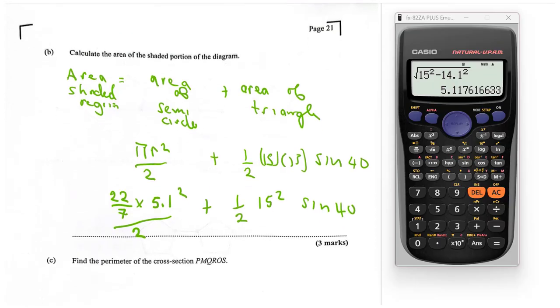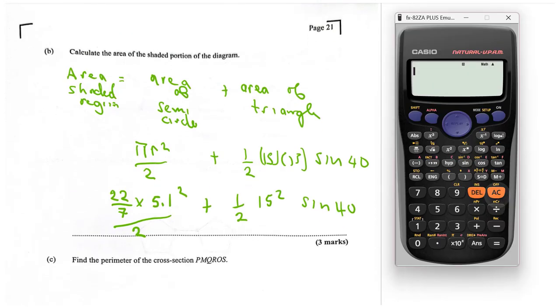Now let's enter this in our calculators. So we have 22 over 7 times 5.1 all squared. So let's equal. So we get 81.745. Well, let's keep this value and we're going to divide it by 2.